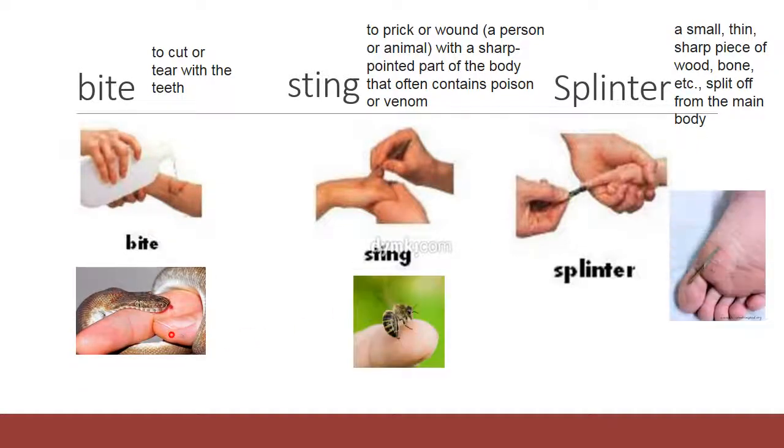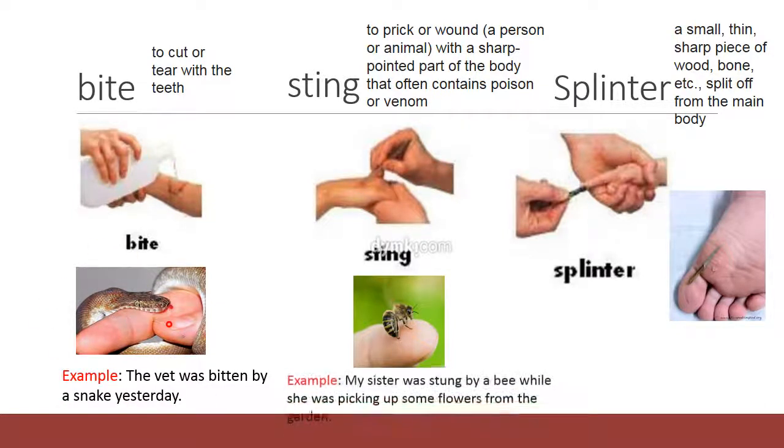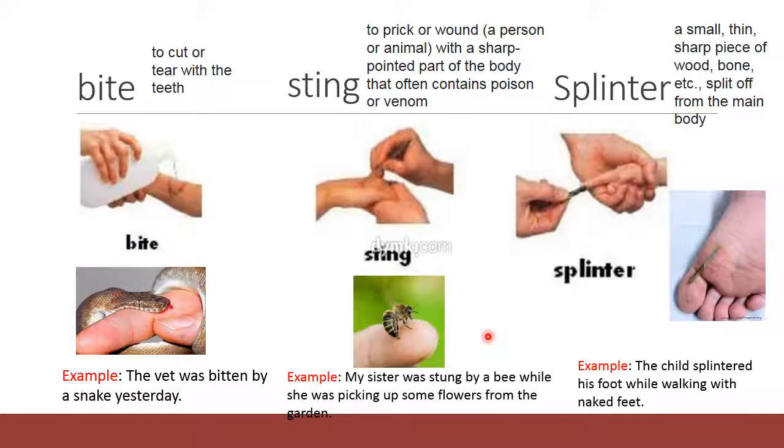So let's check some examples for each verb. The vet was bitten by a snake yesterday. My sister was stung by a bee while she was picking some flowers from the garden. And the splinter: the child splintered his foot while walking barefoot. So notice how each verb differentiates. Bite involves the teeth, sting involves a sharp pointed part, and a splinter is a small, thin, sharp piece.